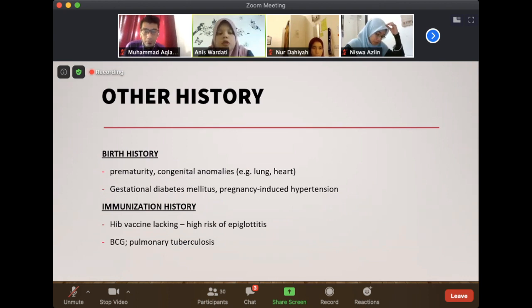Okay. So for the immunization history, it's important, especially for the Haemophilus influenzae vaccine, the Hib vaccine, which for those patients that don't take this vaccine, they have a high risk of infection. And tuberculosis: if the patient had a history of non-compliance to immunization, for example, for BCG, the patient may be predisposed to tuberculosis.